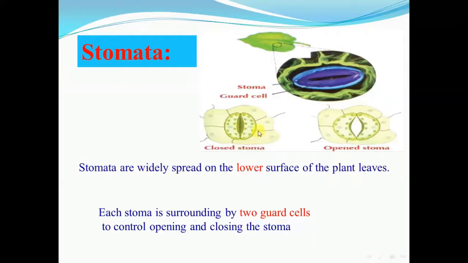But what is the function of the two guard cells? The two guard cells control the opening and closing of the stoma. So the two guard cells that surround the stoma, here in the lower surface of the plant leaves, control the opening or closing of the stoma.